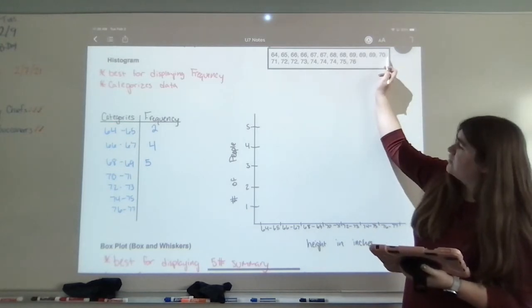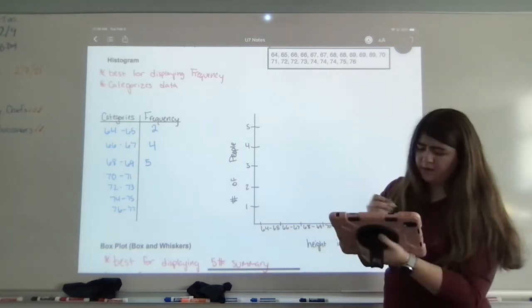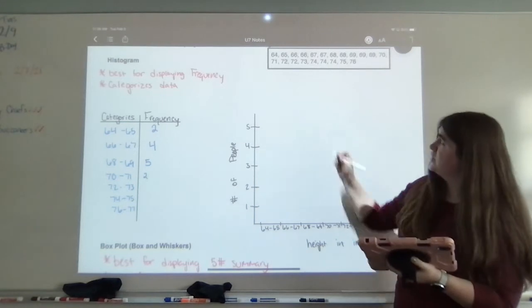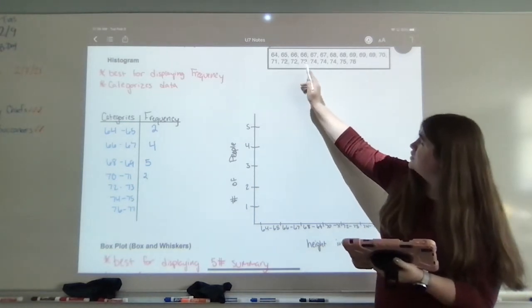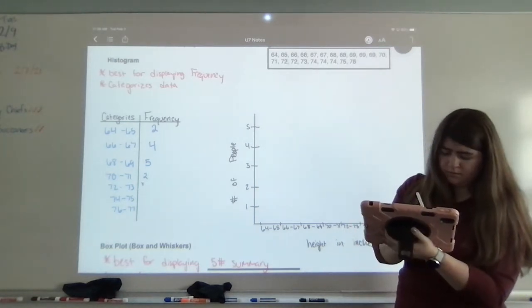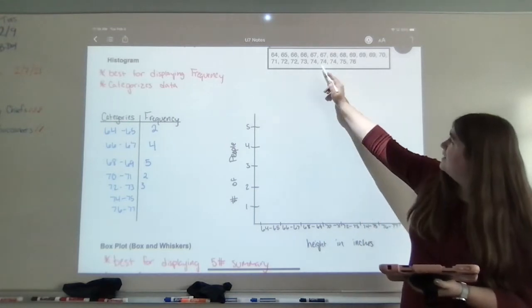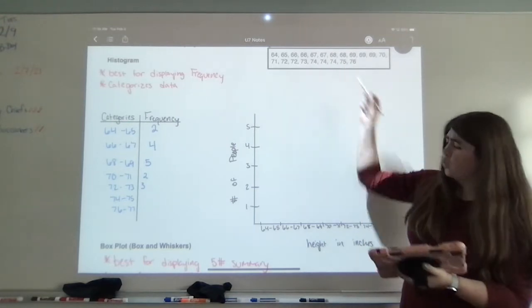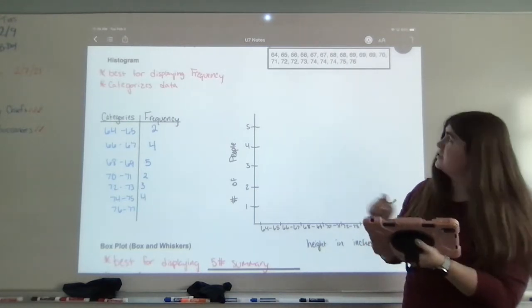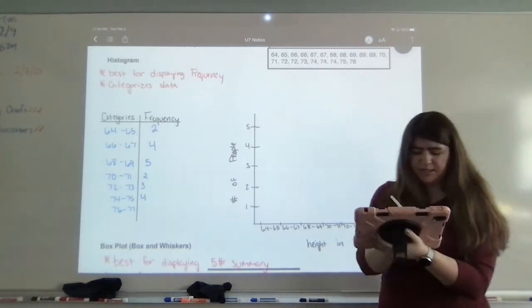70 to 71, there's 2 data points. 72 to 73, 1, 2, 3. 74 to 75, 1, 2, 3, 4. 76 to 77, there's 1 data point.